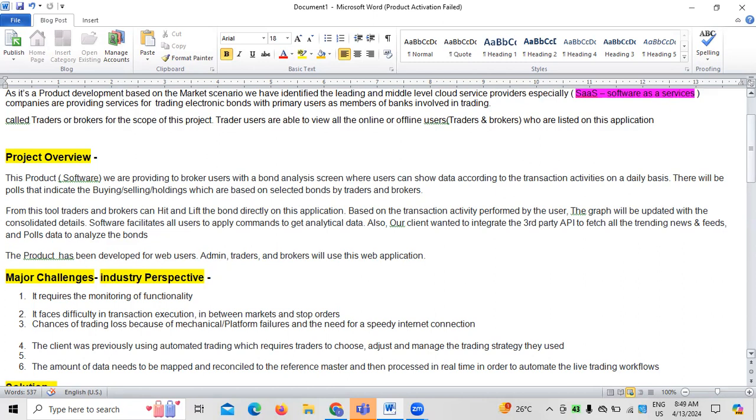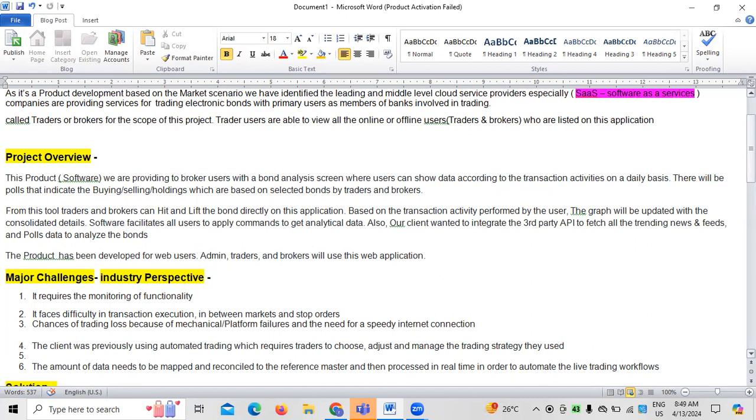So there must be some bond analysis screen which is required for brokers to identify the transaction activities and all. Because normally the buying, selling and holding are all based on the selection of bonds by the traders as well as the brokers, especially when they are going to do the trading part. So from this product that we are developing, the major advantages we can see are that traders and brokers can hit and lift the bonds directly on the application itself, based on the transaction activity performed by the users.